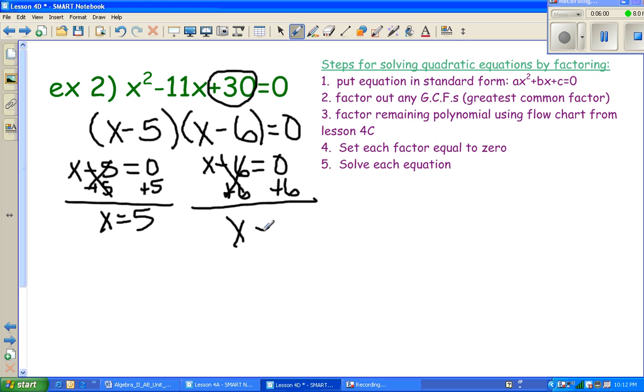And my other solution is going to be x equals 6. Excuse me, let's fix that. And so my other solution is x equals 6. Now remember, you can always go back and check these. All you have to do is substitute the 5 back into the original. So 25 minus 11 times 5 plus 30 should give you 0. And 6 squared minus 11 times 6 plus 30 should also give you 0.